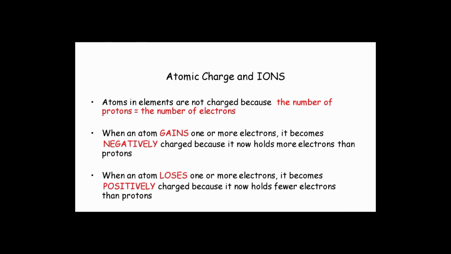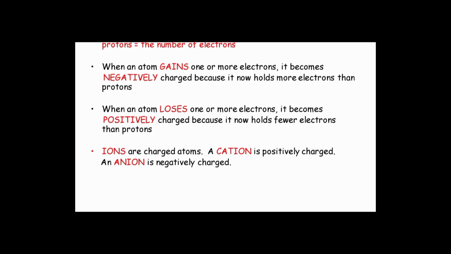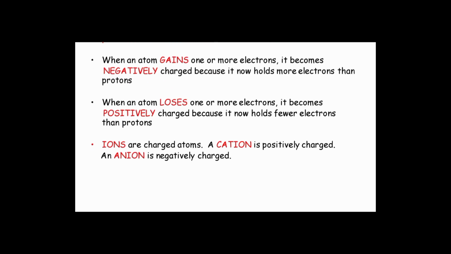Atomic charge and ions. Atoms in elements are not charged because the number of protons and electrons are equal. When an atom gains one or more electrons, it gains a negative charge because of the imbalance of the proton electron ratio. Electrons become more than the number of protons. And when atoms lose electrons, the number of electrons decreases. Proton electron imbalance takes place, and the charge the atom contains is positive. Among charged atoms, a cation is positively charged and an anion is negatively charged.